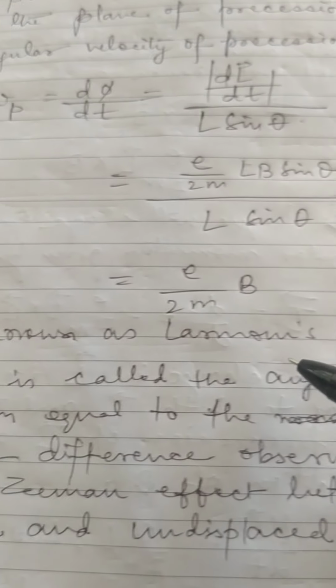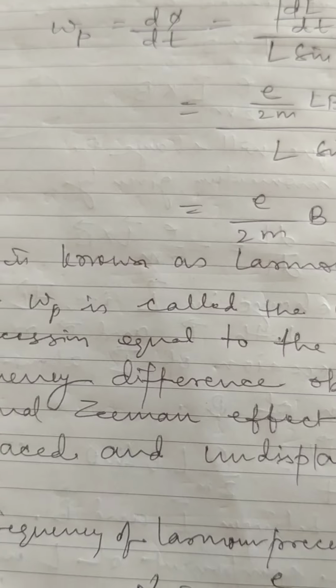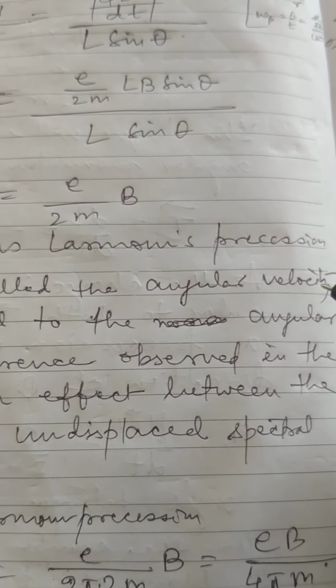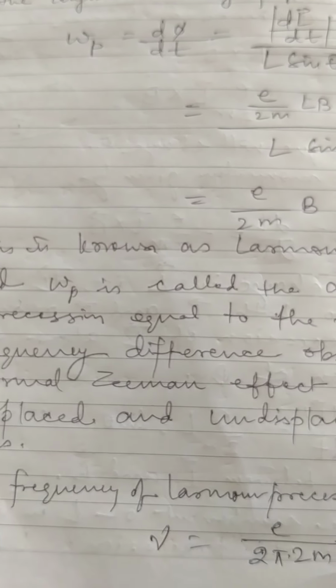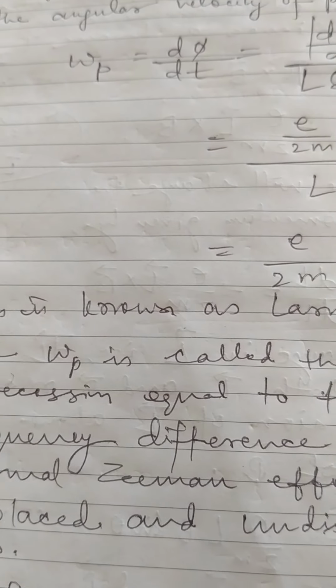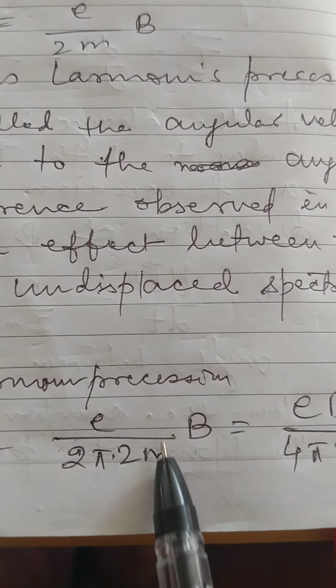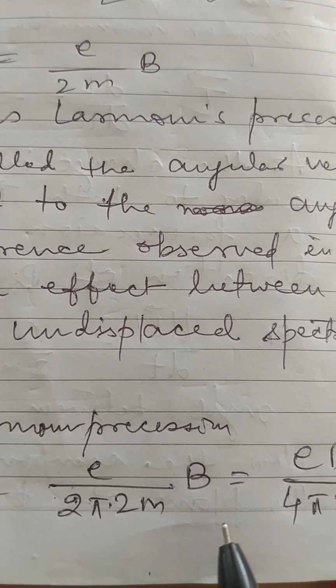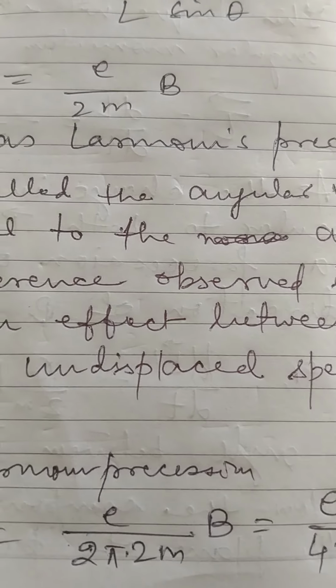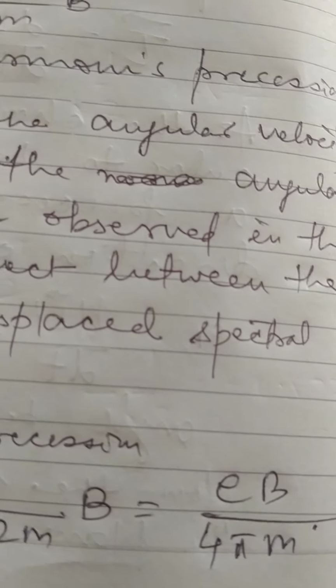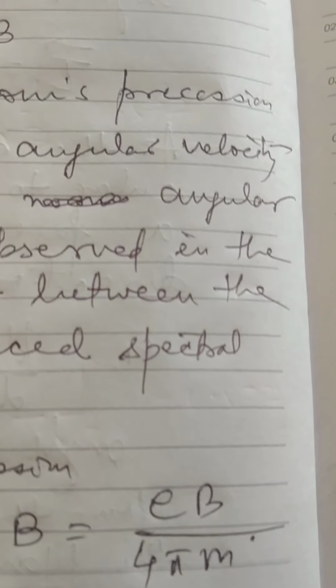This is known as the Larmor precession, and omega p is also called the angular velocity of the precessional motion, or the frequency of precession. The frequency nu can also be written as omega by 2 pi, so we can write e B by 2m divided by 2 pi, which is e B by 4 pi m.